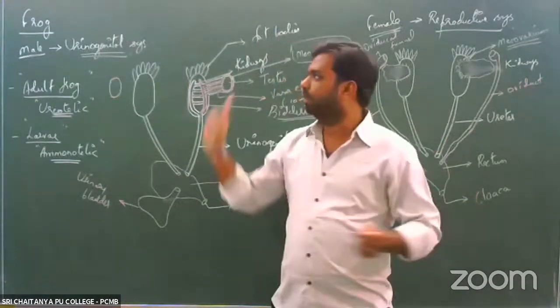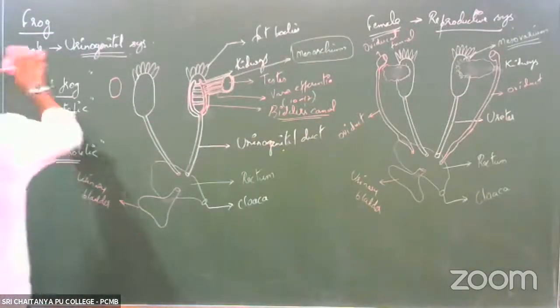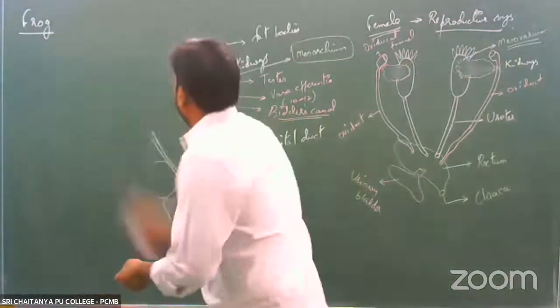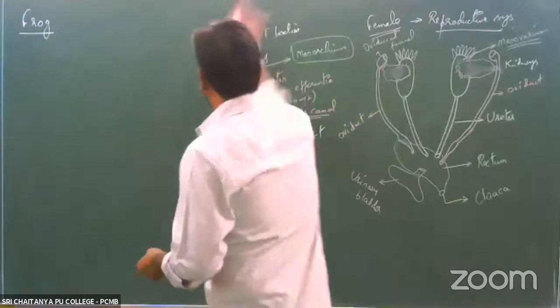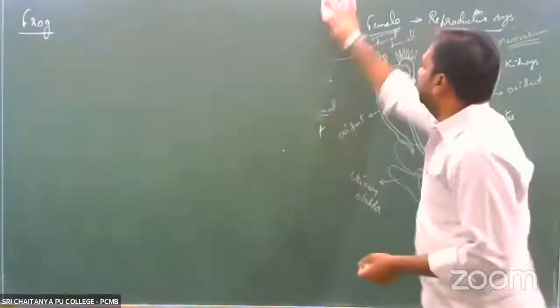One more last topic before we wind up with the frog, which is the process of copulation, fertilization, and the process of development in frogs. Talking about the process of copulation first: copulation is nothing but the process of mating. We know that these organisms are active during the rainy season, so the process of mating also usually occurs only during the rainy season.